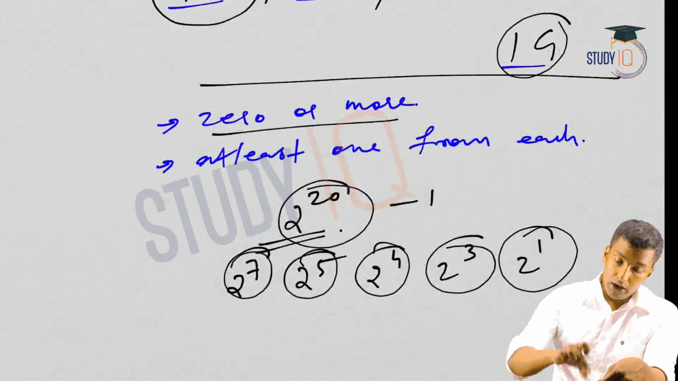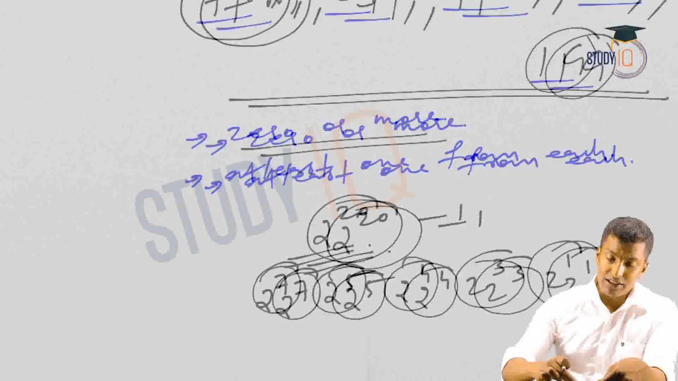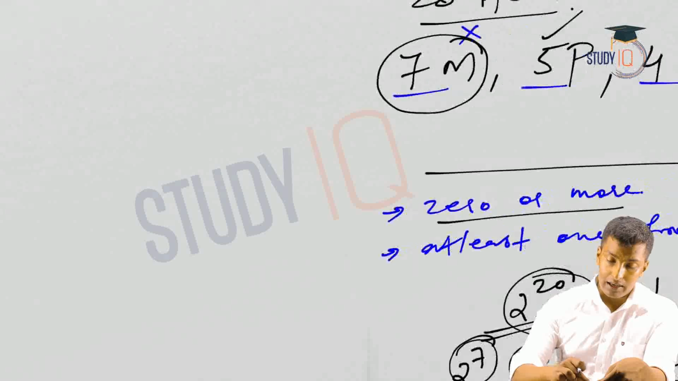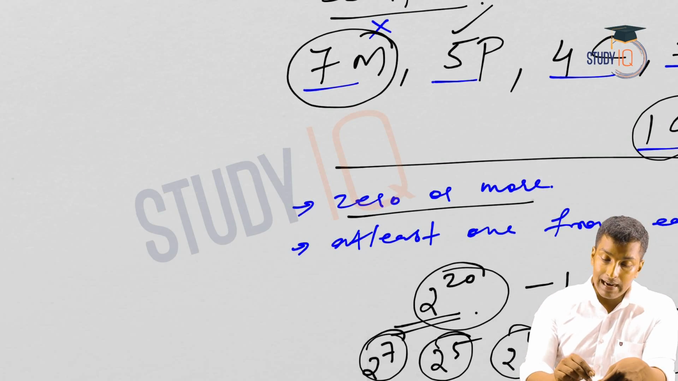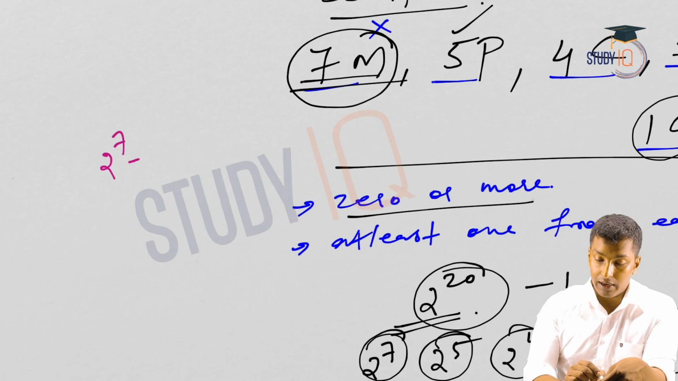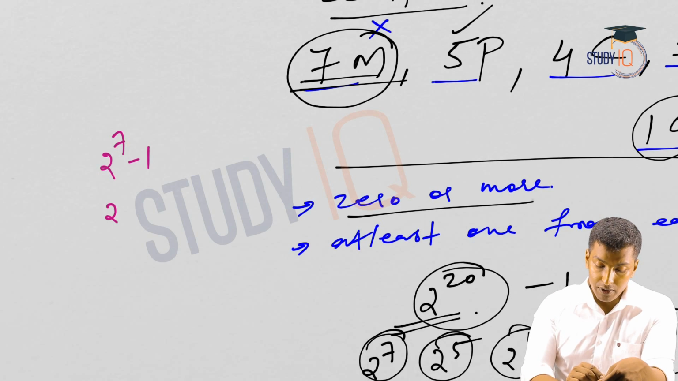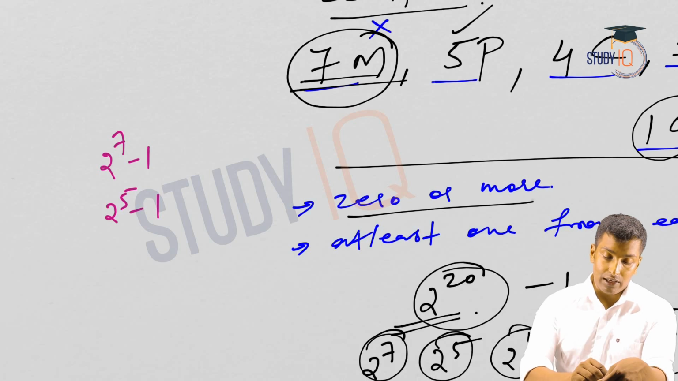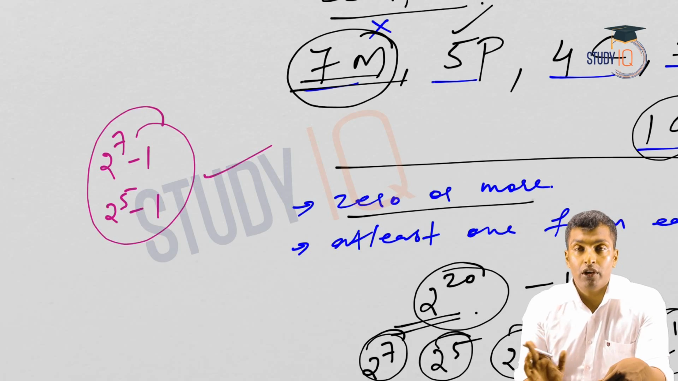Now what about at least one from each case? That is not a problem. At least one from 7, how can you do that? 2 raised to 7 minus 1. Similarly, 2 raised to 5 minus 1. Like that you can complete and you will get that answer. You will not face any problem.